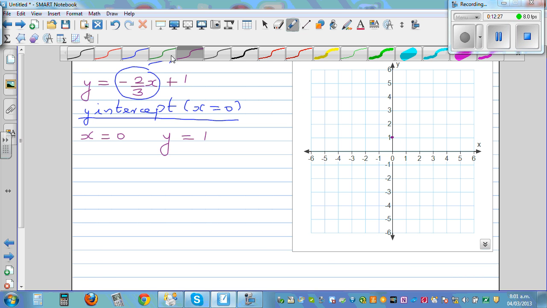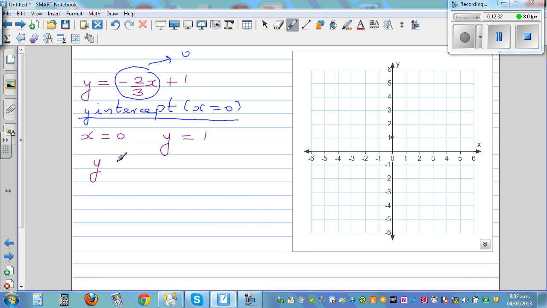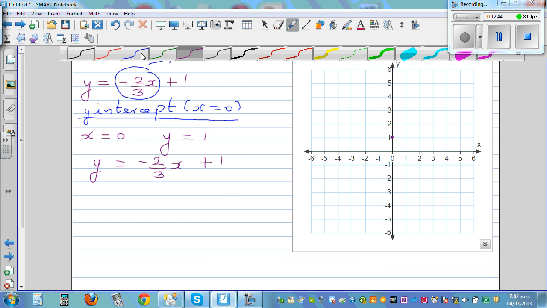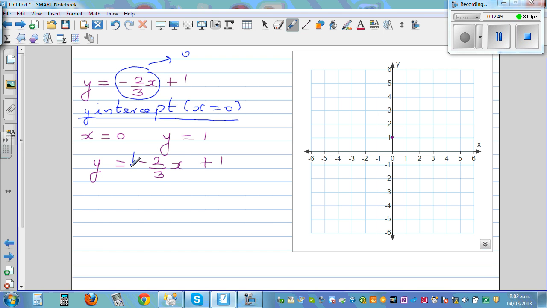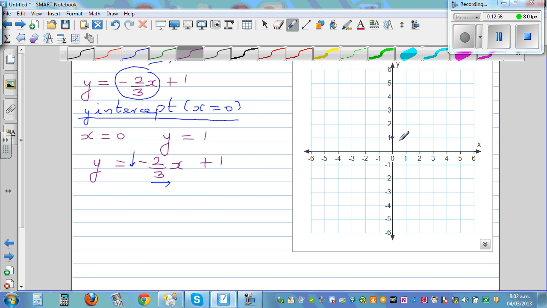Now this negative 2, let me write this again. y is equal to negative 2 over 3 x plus 1. Plus 2 means you're going 2 up from the starting point, and negative 2 means you're going to go 2 down. You're going to go 2 down and 3 across from the starting point. So 2 down, 1, 2, and 3 across. This is the next point.